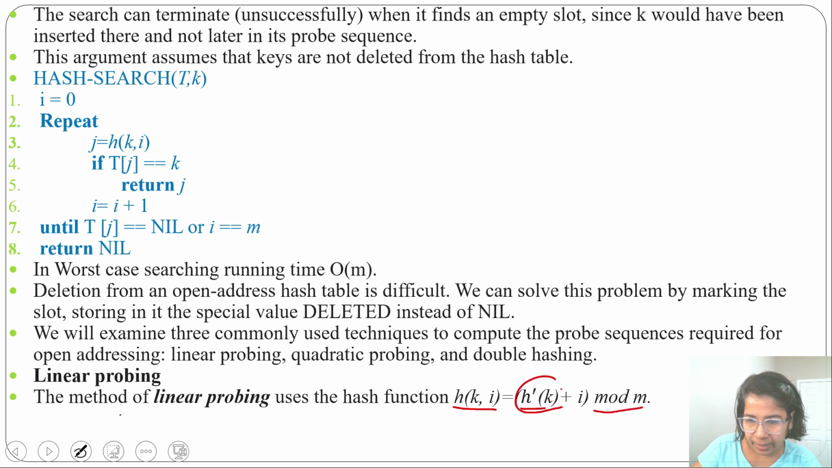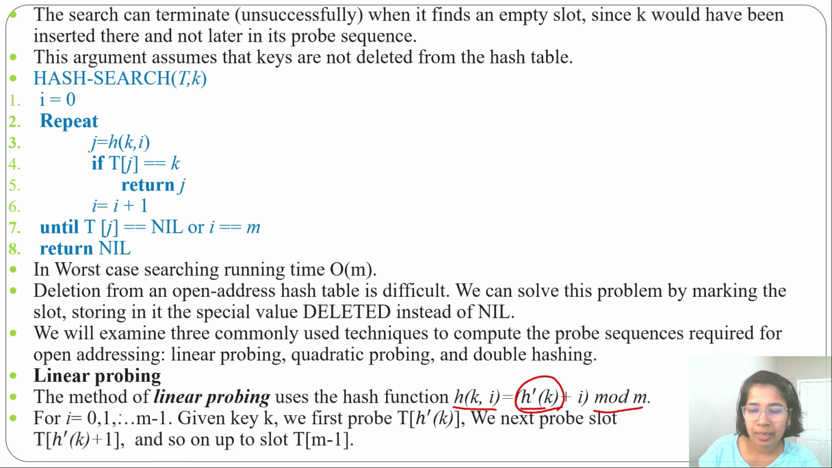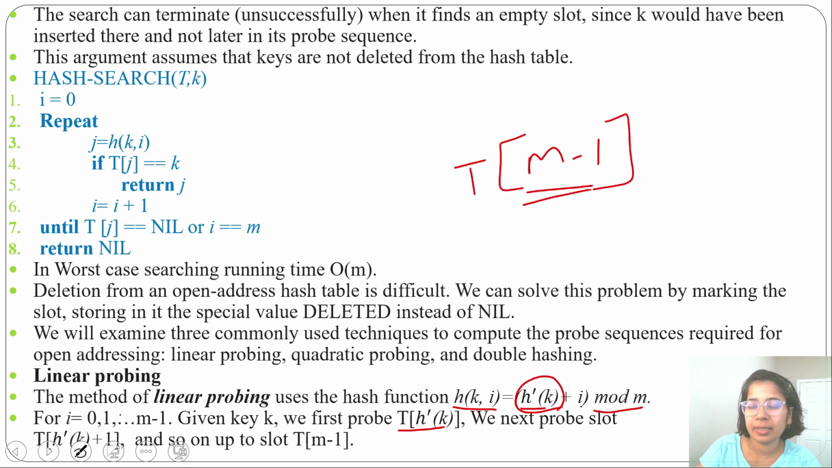This h'(k) is the first probe. So what will be our first hash value? That will be h'(k), and i can range from 0 till m minus 1, and our first probe is T[h'(k)], and our next probe will be T[h'(k) + 1], and it will continue till the table size, that is T[m minus 1]. It's our last index. If table size is m, then the last index is m minus 1.